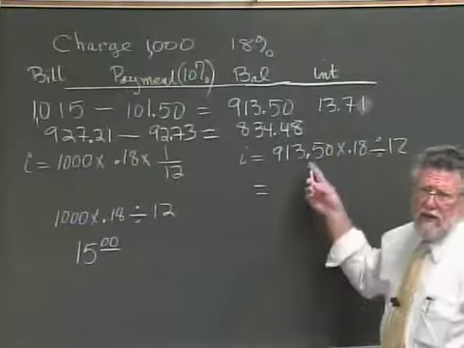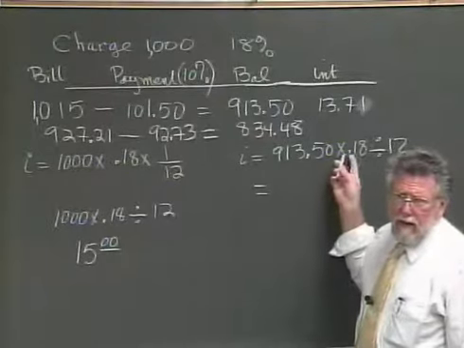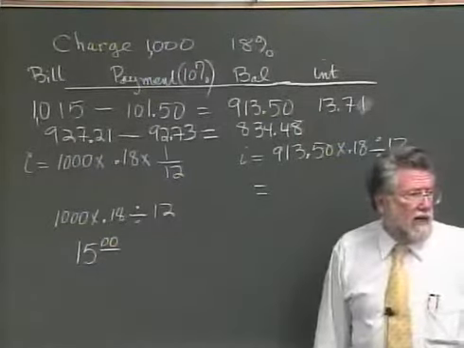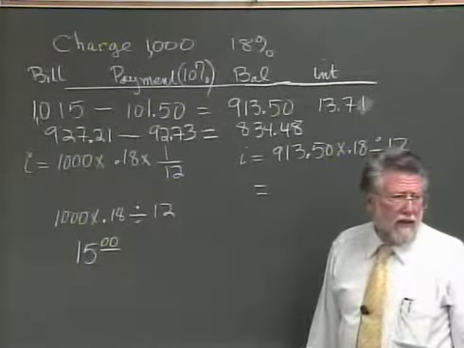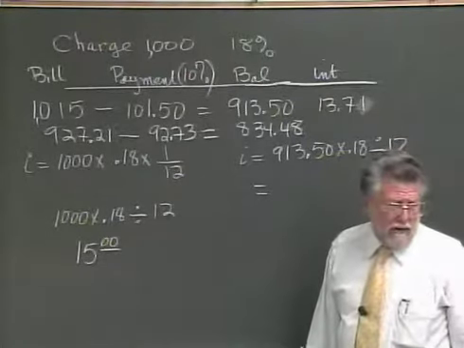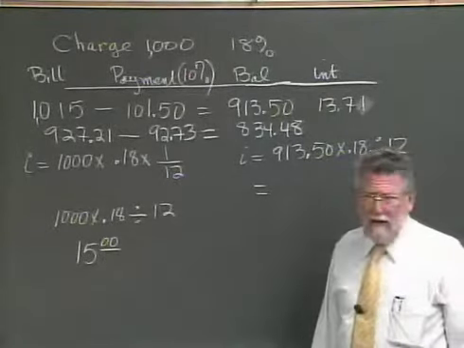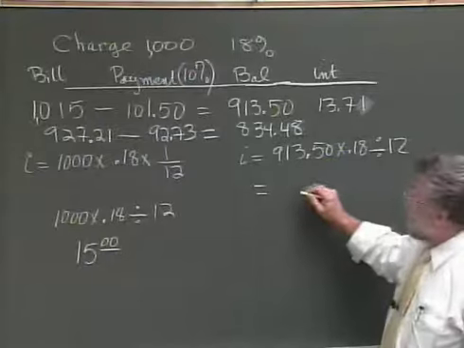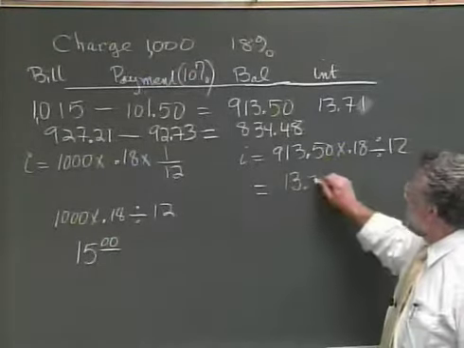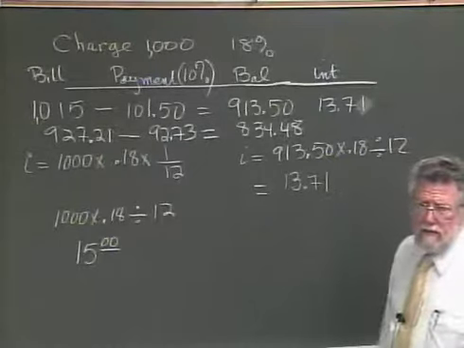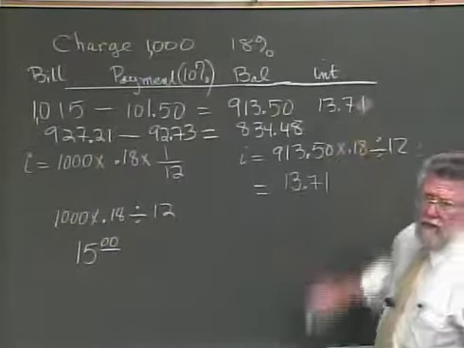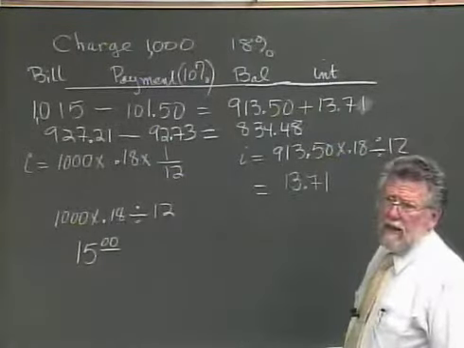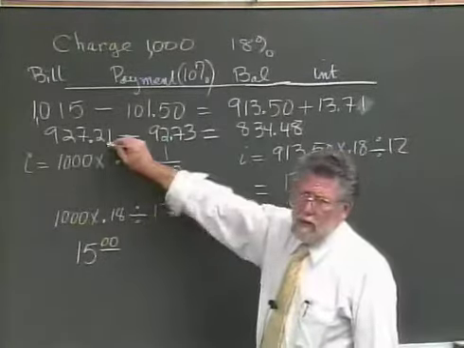Now you multiply this $913.50 by the 0.18 and divide by 12 again, and that gives you $13.71, rounding the interest up. So remember, typically you'll round interest up if you owe it, and round it down if you're given interest. This comes out at $13.71. So I add that on to the balance I had, and my new bill is $927.21.